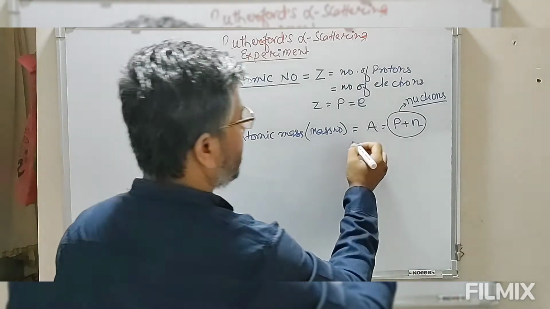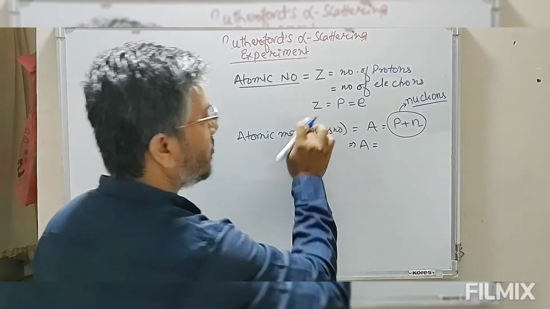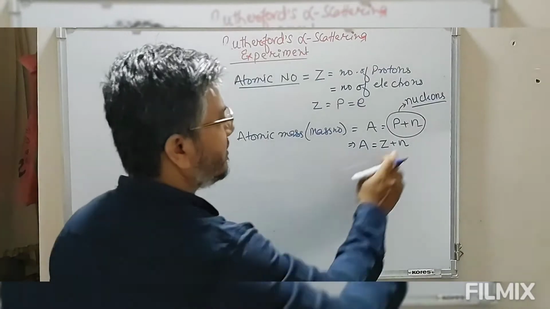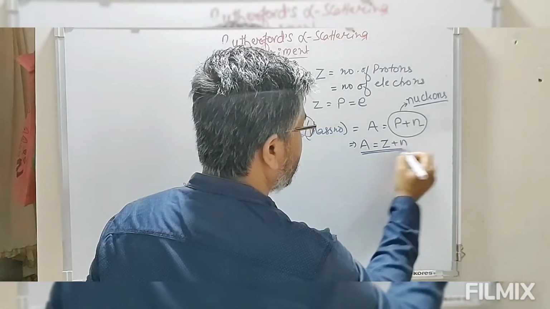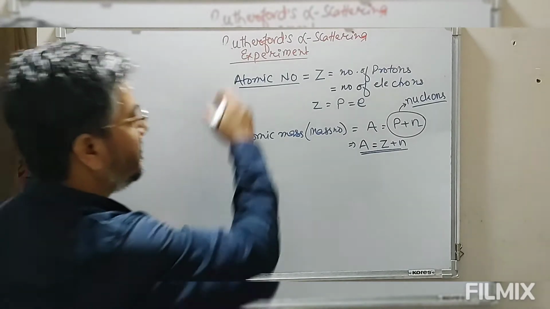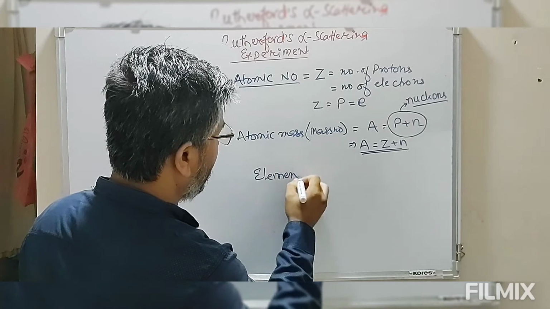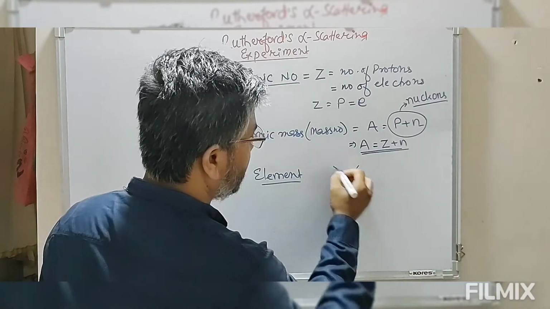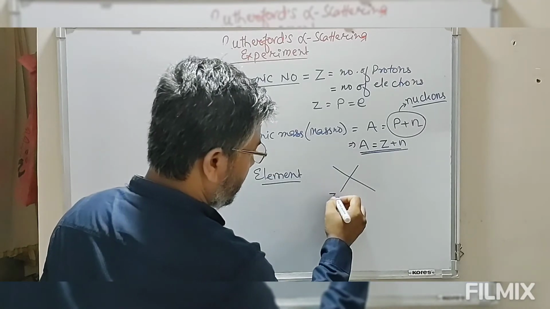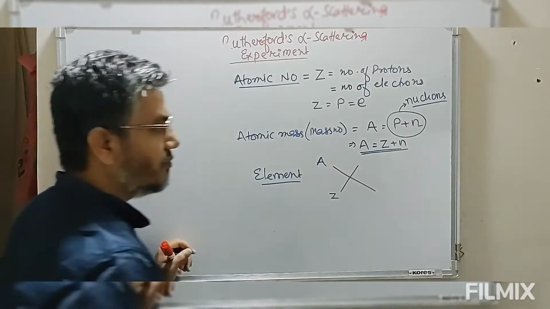So look at this: A is equal to the number of protons, which is the atomic number, plus the number of neutrons, so we can write A equals Z plus N. Thus we can easily find how many neutrons are present inside the nucleus. The symbol of an element is written like this. Suppose this is X, an element; below it we have Z, which represents the atomic number, and then we have the mass number.